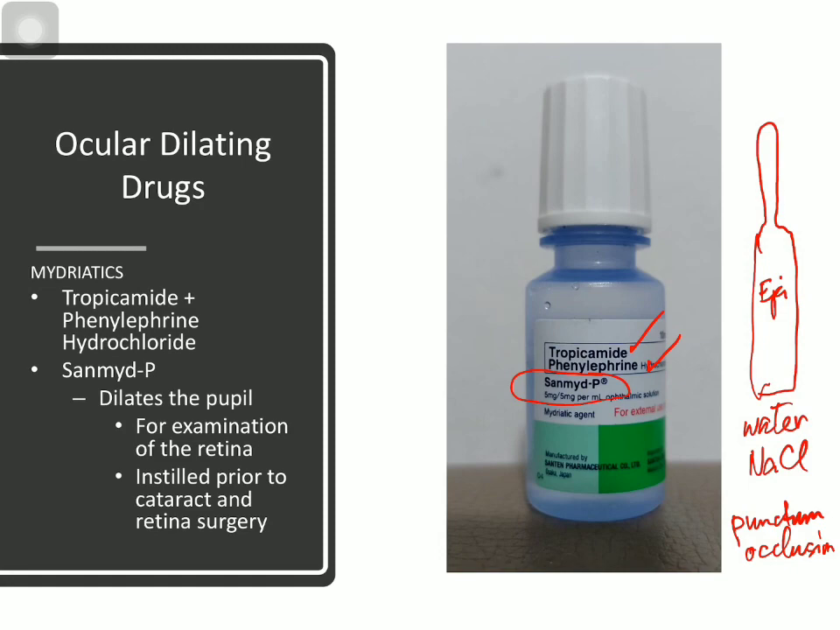When it is critical that you will be able to examine the posterior pole, you are allowed to dilate the patient so that you can see better if there is indeed a problem in the macula or the optic nerve.